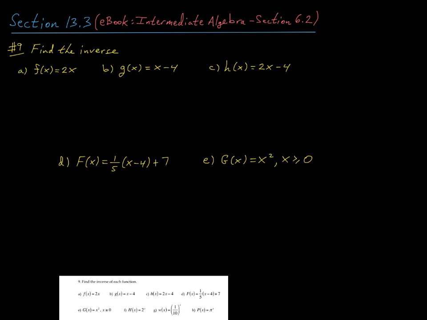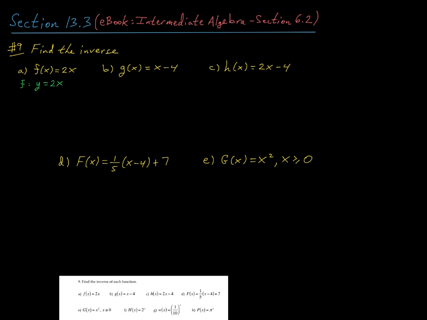All right, and the last question in section 13.3 is number 9, and it says to find the inverse of each function. So part A says f of x equals 2x. And so to set a problem up like this, I'm going to start by saying for my function f, the relationship between the input x and the output y is y equals 2x.